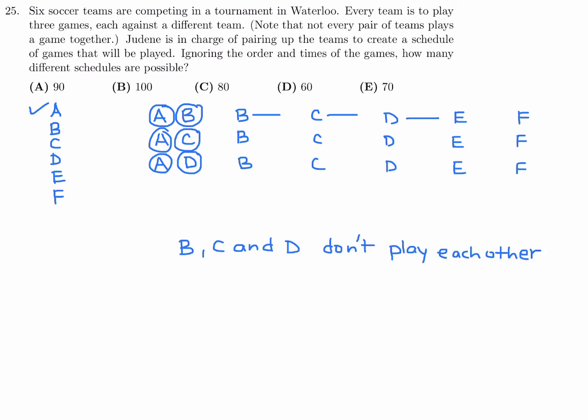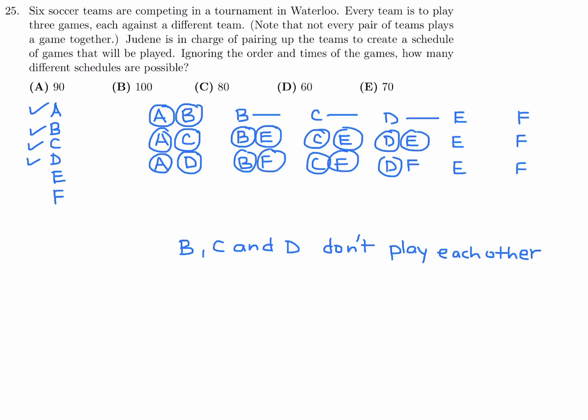If they don't play each other at all, then they must play the other teams, which are E and F. So that makes it pretty straightforward. B therefore plays E, and B plays F. C plays E, C plays F. And D plays E, and D plays F. So let's do the count here. B has played 3 times, B is done. C has played 3 times, C is done. D has played 3 times, D is done. And similarly, E, 1, 2, 3, F, 1, 2, 3. So all of these guys satisfy. So this is one possible scenario, right?